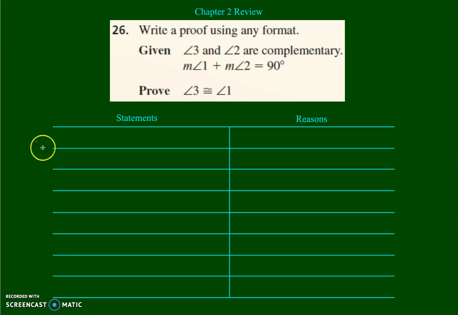Grab our chalk, and we will say angle 3 and angle 2 are complementary. The measure of angle 1 plus the measure of angle 2 equals 90 degrees. These are given.